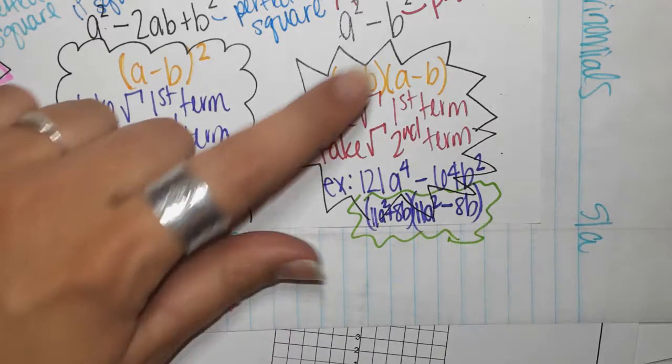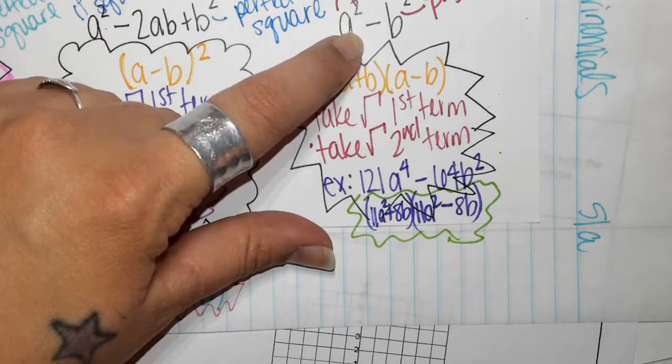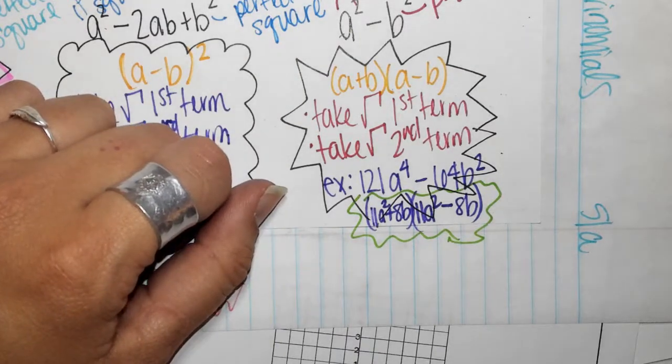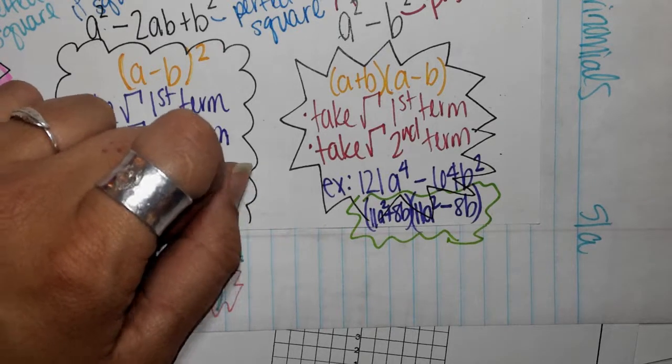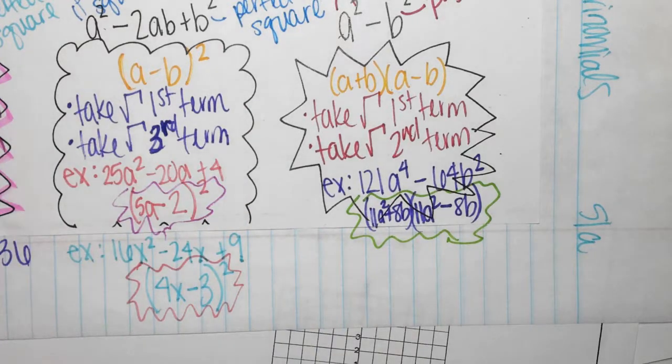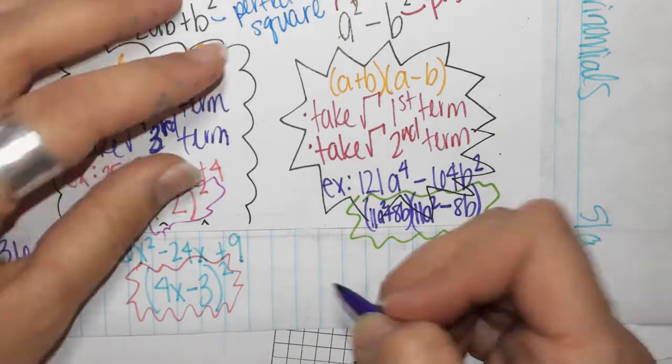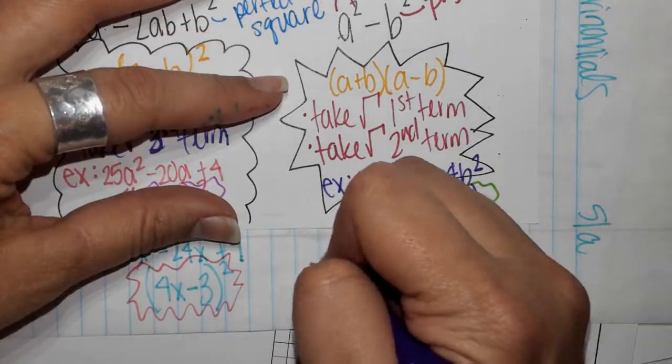If you have 2 terms and you have perfect squares, always look for the perfect square. Alright, one more and then homework.